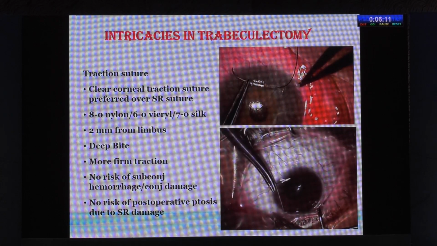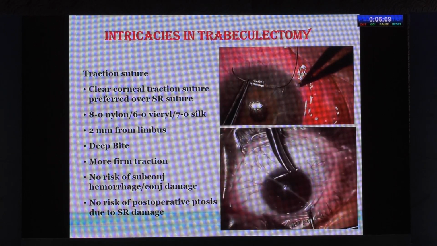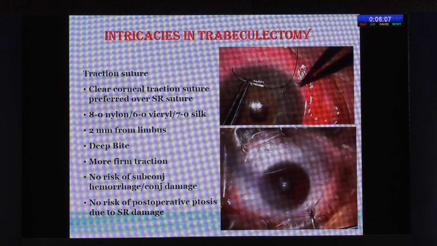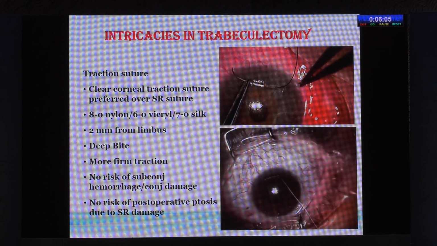Earlier when we were doing more limbal-based flaps, we were using a superior suture, but nowadays the trend has shifted towards fornix-based flaps. Obviously a traction suture on the cornea is much better. It gives you firmer traction, no damage to the conjunctiva, no risk of subconjunctival hemorrhage, and no risk of postoperative ptosis, which could have happened with a superior suture. Remember to take a deep bite because you do not want a cut-through suture.